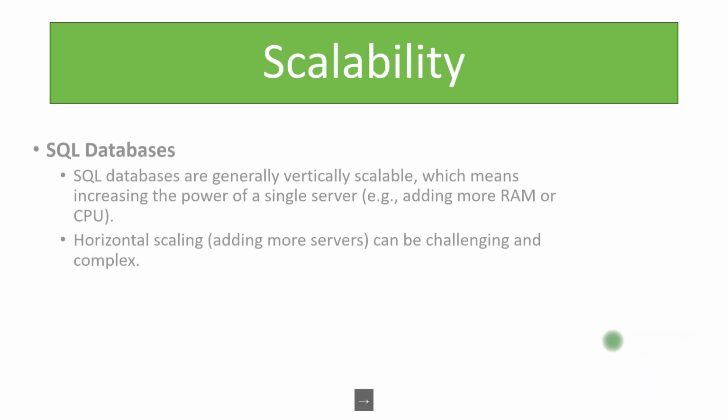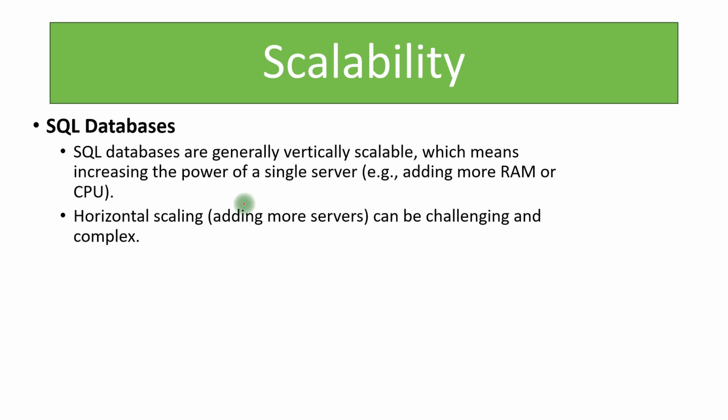The next one is scalability. SQL databases are generally vertically scalable, which means increasing the power of a single server. There is a single big server. Vertical scalability means I can add more RAM or CPU to take care of more traffic and to give more power to the database.